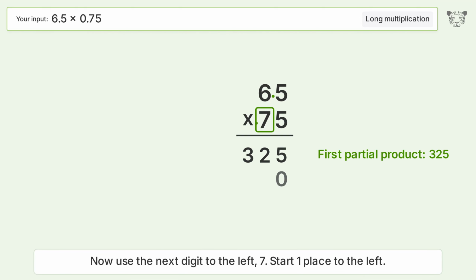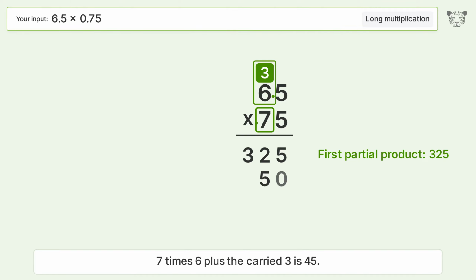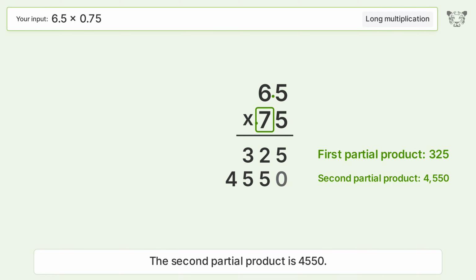Now use the next digit to the left, 7. Start one place to the left. 7 times 5 is 35. Put 5 in this column and carry 3. 7 times 6 plus the carried 3 is 45. The second partial product is 4,550.